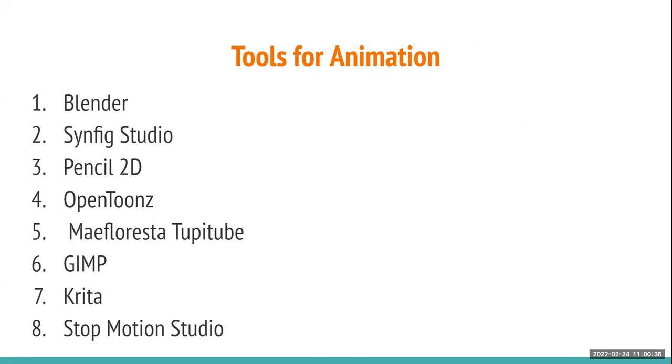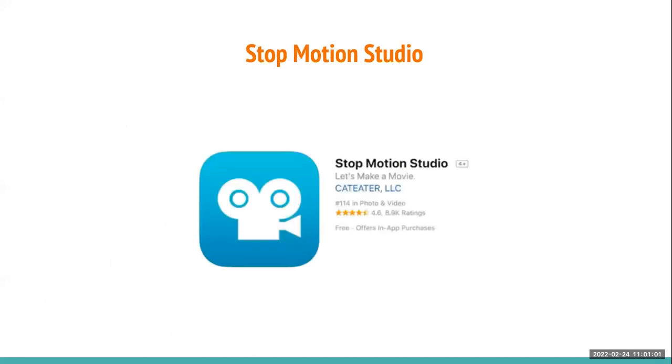So these are some types. By using these, we can create animation. In this session, we will learn how we can create animation by using the Stop Motion Studio app, which is a mobile-based app available for both Android and iOS versions. This is the logo of the Stop Motion Studio app.